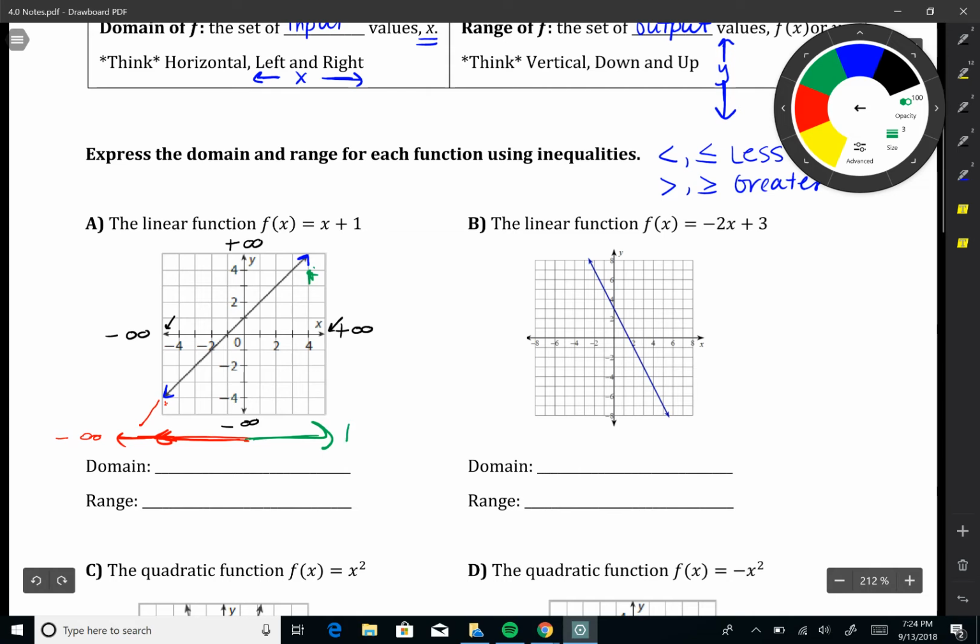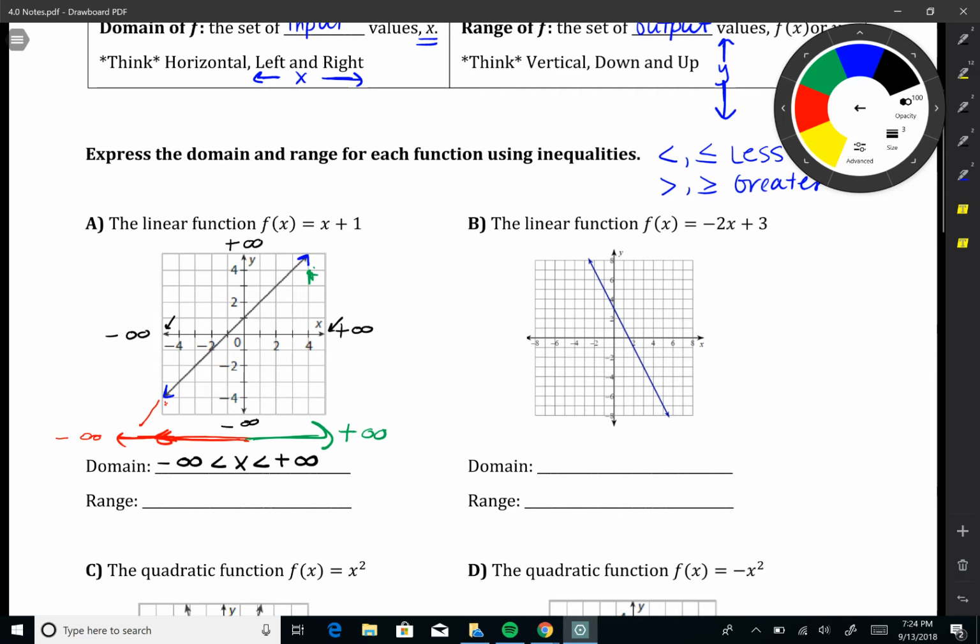So my domain is covering my entire set of x values, which sometimes you might say all real numbers. But since we're using inequalities, we're going to use what I call a sandwich inequality and make a little x sandwich. It's going from negative infinity. So I'm going to say negative infinity is less than x, which is less than positive infinity. So x is between negative and positive infinity. That means it covers all x values.